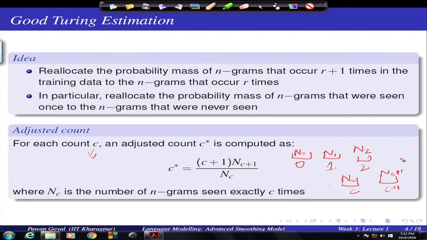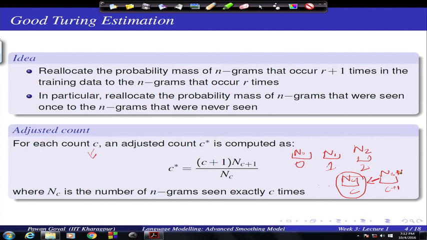Now I want to use Good-Turing to estimate the count for these words that occur c times. So what did we say? We said we will use this probability mass and give it to these words. Now how do we distribute? So what is the probability mass associated with the words that occur c plus 1 times?